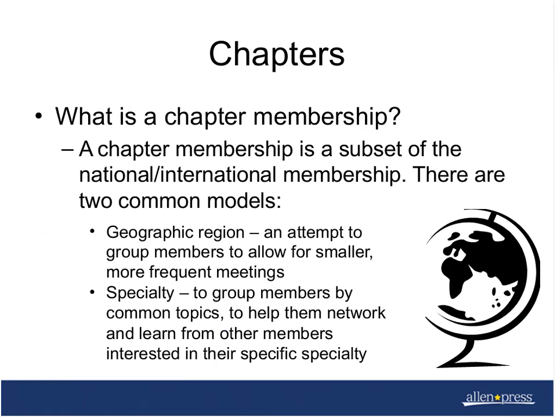First off, what is a chapter membership? A chapter membership is a subset of the national or international membership. There are two common models. The first is the geographic region. It is an attempt to group members to allow for smaller, more frequent meetings and networking. The second model is by specialty, to group members by the common topic, to help them network and learn from other members interested in their specific specialty.